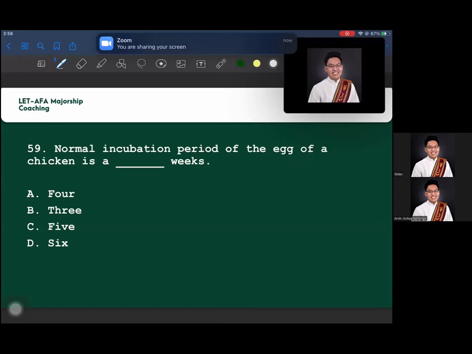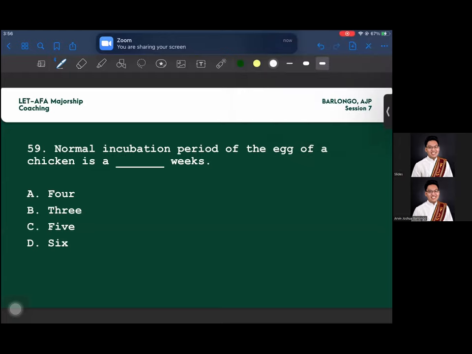Okay, so let's go back to our discussion. This is number 59. Normal incubation period of the egg of a chicken is blank weeks. A, 4; B, 3; C, 5; or letter D, 6.